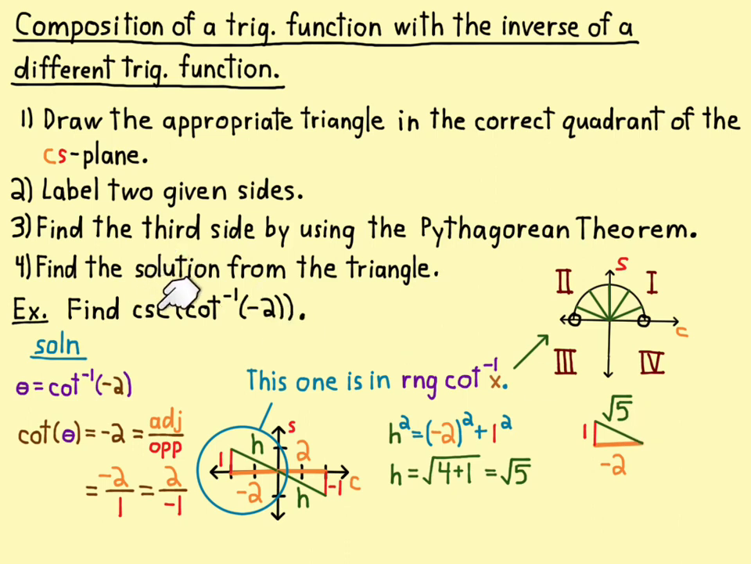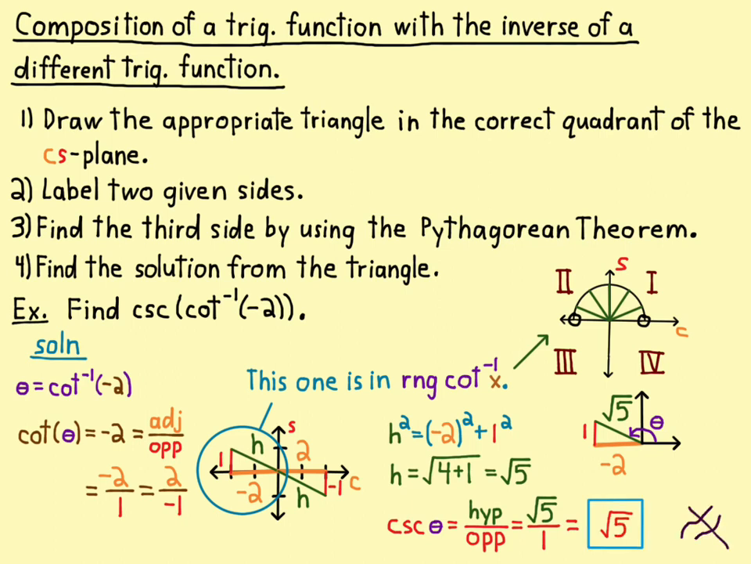So it says cosecant, which is 1 over sine. Sine is opposite over hypotenuse. So cosecant is hypotenuse over opposite. So it's square root of 5, and that's my answer. Cosecant theta equals hypotenuse over opposite equals square root of 5 over 1 equals square root of 5. Ta-da! So that's how you do that kind of problem.